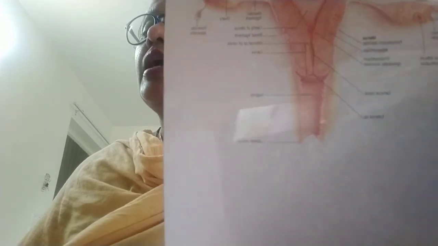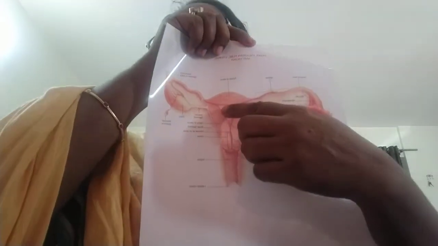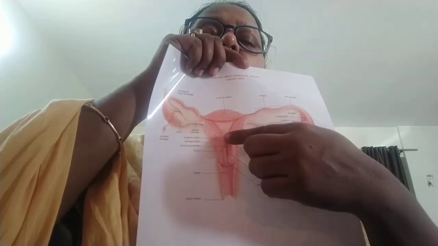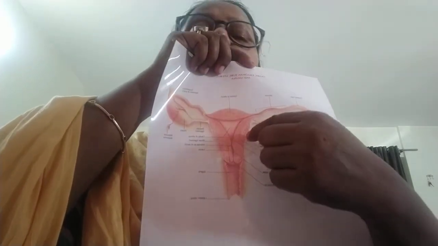The uterus in a nulliparous woman is 7.5 cm long, 5 cm wide and 2.5 cm thick, and its weight is 50 to 60 grams. Nulliparous woman means one who has not yet had any baby. The uterus consists of the fundus, body and cervix. So the uterus is 7.5 centimeters lengthwise, 5 centimeters wide and 2.5 centimeters thick.